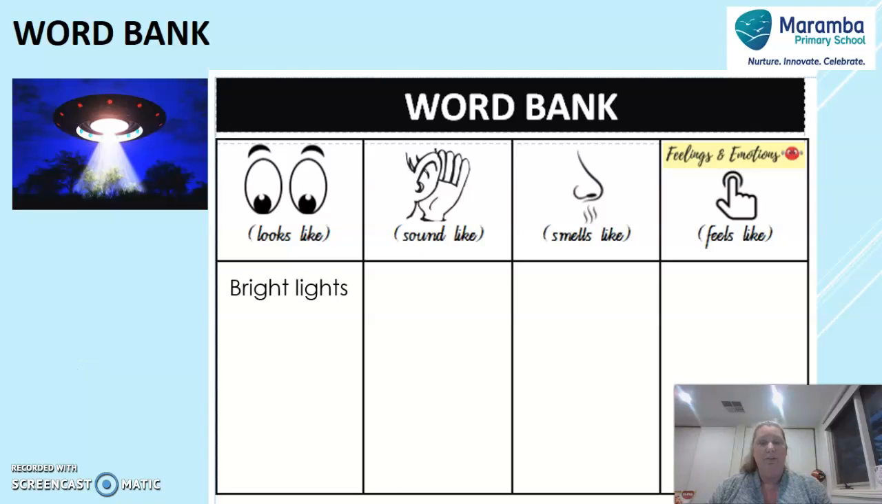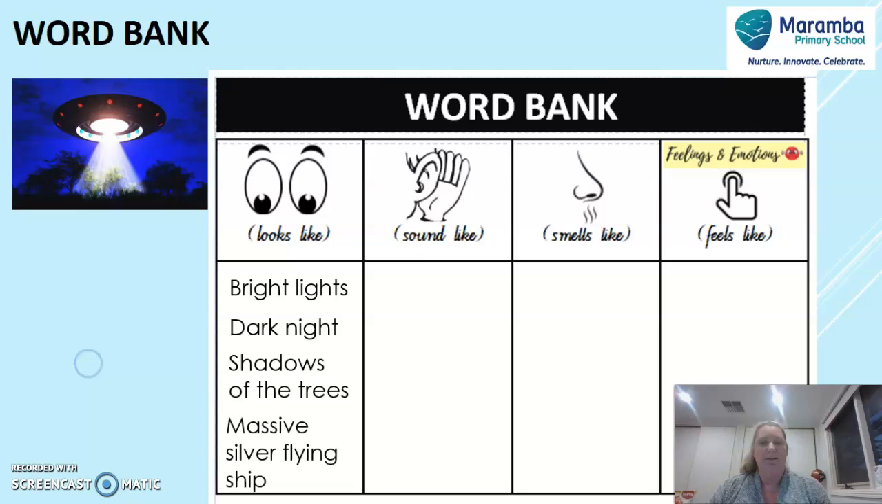I wrote, it has bright lights. There's a dark night. And there's shadows of the trees. Plus, there's a massive silver flying ship. So I've used quite a few adjectives there.